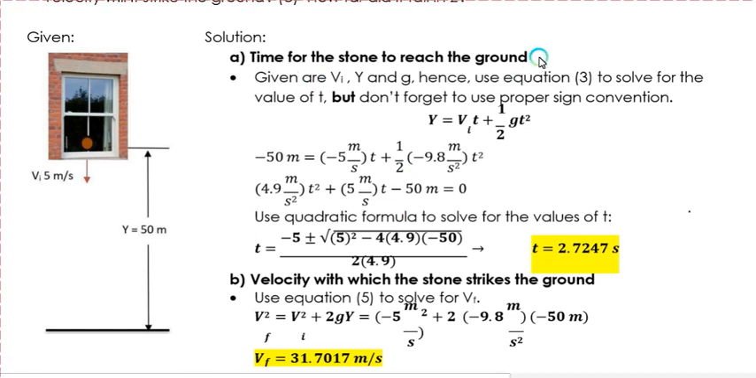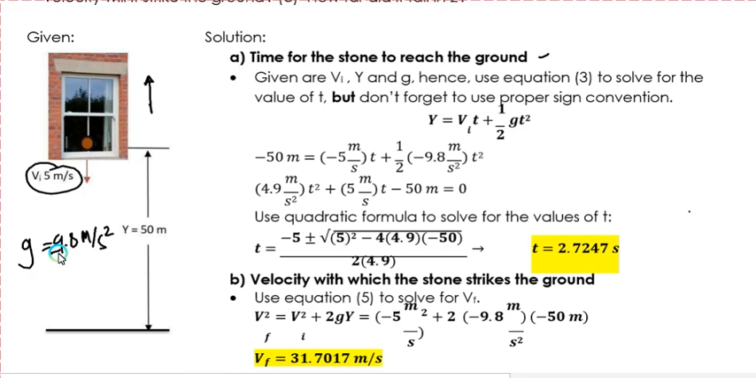So for the time value, take note of the givens. We are given Vi, thrown at the rate of 5 meters per second. You have a distance of 50 meters. So you have Vi, you have y, and you have your acceleration, which is g, equal to 9.8 meters per second squared. Since we are considering upward as positive, and the stone is going down, we have negative 9.8 meters per second squared.